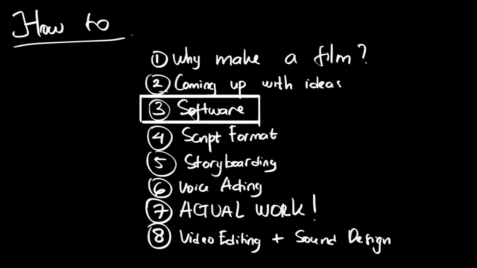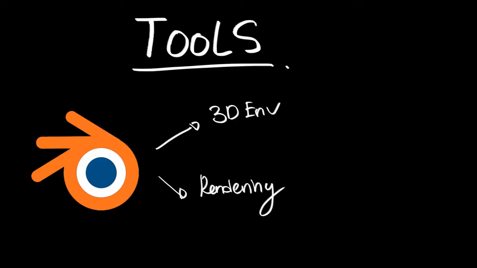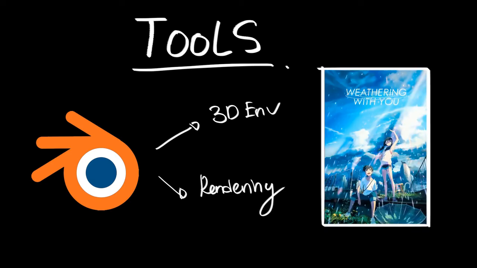Number 3, software. It's only natural to determine your tools first before you go for the work, since there are a ton of tools out there. For 3D environment and rendering, I will be using Blender 3D. I personally think it is the best open source software right now to create a 3D animation. And don't forget that Makoto Shinkai is even using Blender for his latest film.